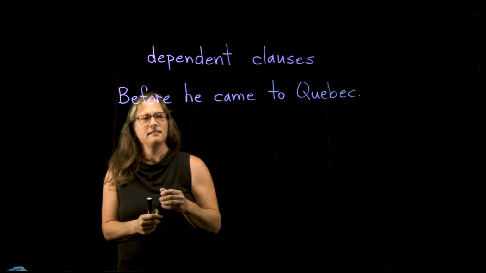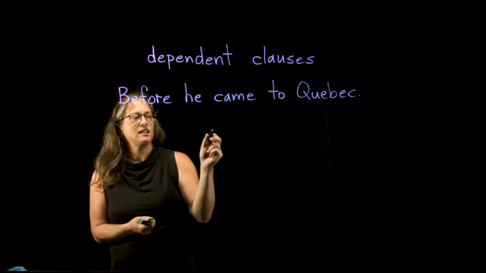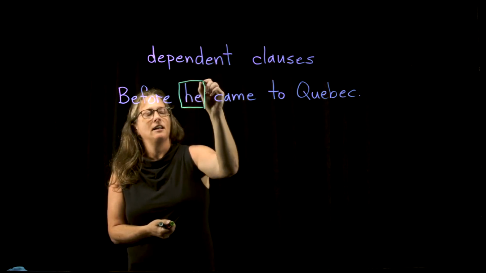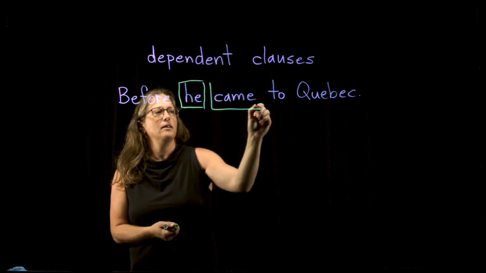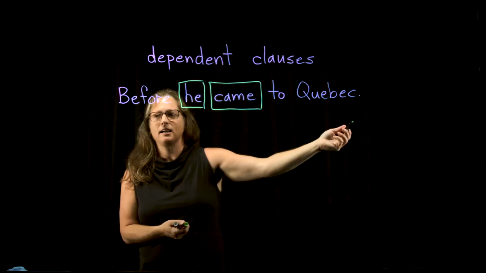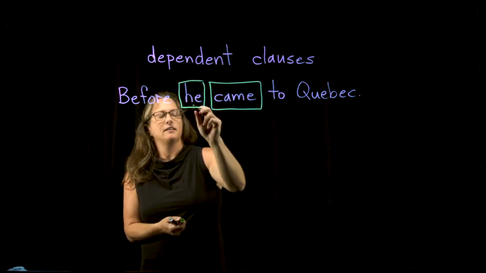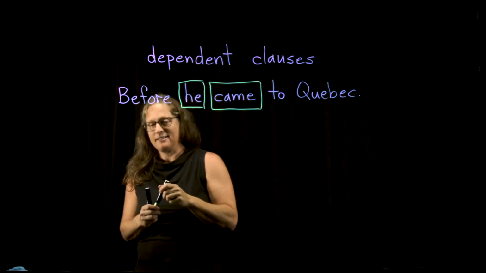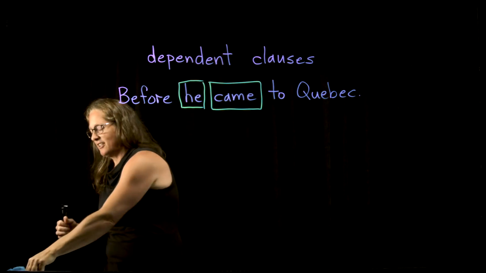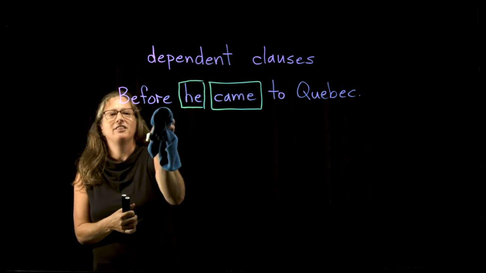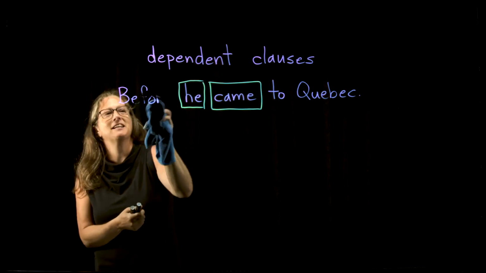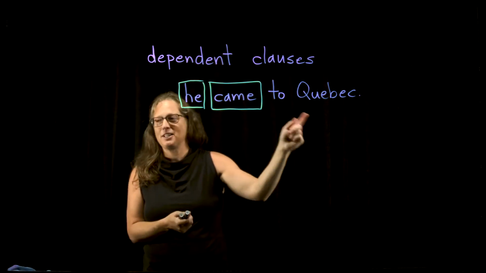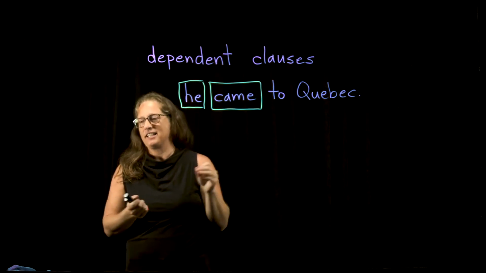So in this case, can you see the subject? So the subject is here, he, and the verb, he came. So where did he come? To Quebec. So there is a clause here. There's a subject and verb. Now, essentially, if I just got rid of this one word, it would be an independent clause, okay? So he came to Quebec, I could say just that.